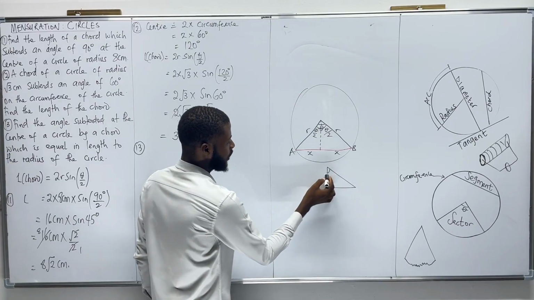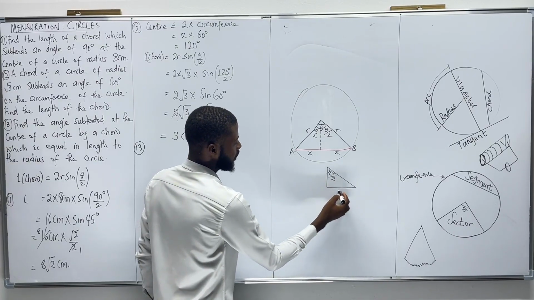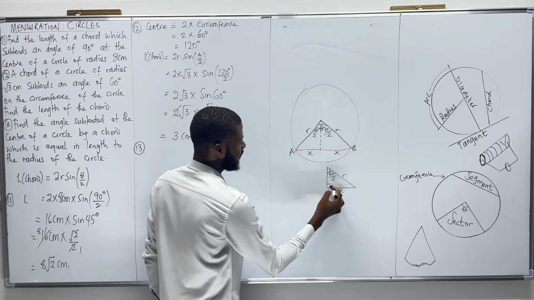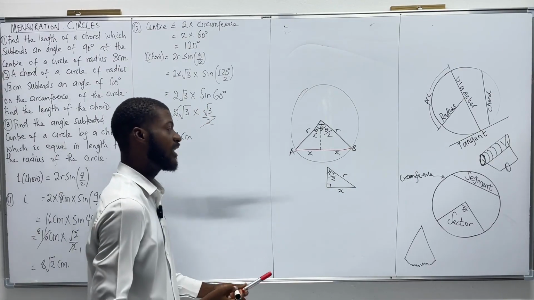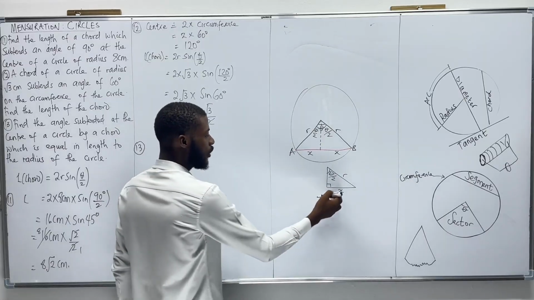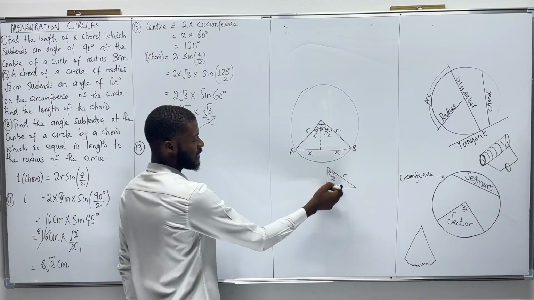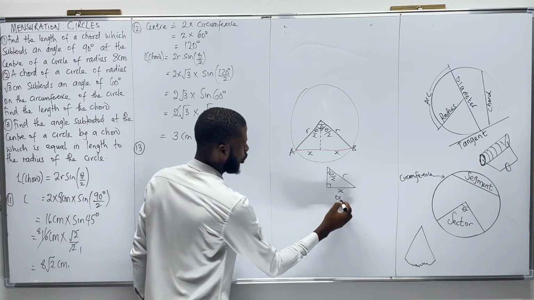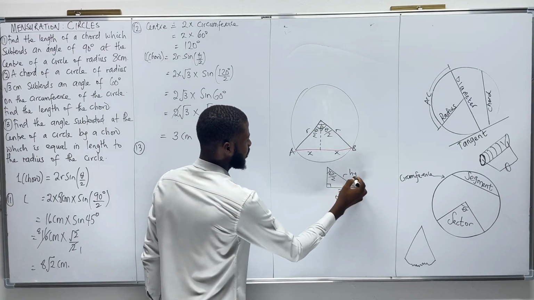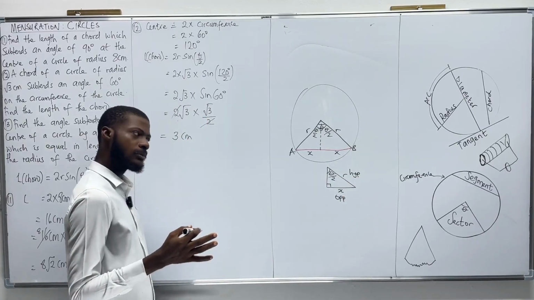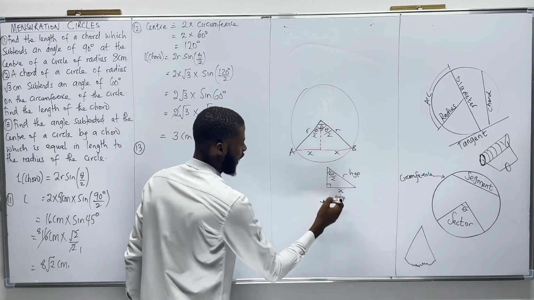For this one, the angle here is theta over 2. This is x, this is r. This definitely has to be 90 because it's a perpendicular bisector. So we're looking for x. Do you agree that x is opposite to this angle? So this is the opposite, and then this is the hypotenuse. You can see that, right? Good. So this is what we have.